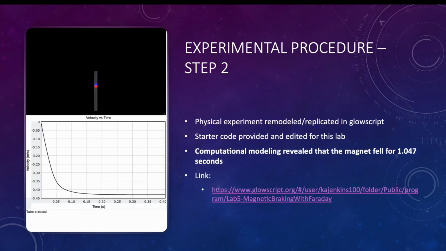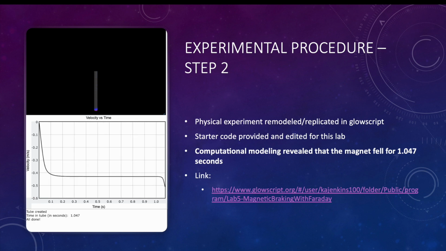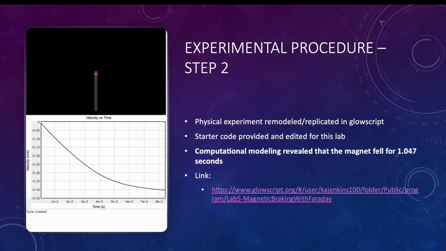Experimental procedure step 2: the physical experiment was modeled and replicated in GlowScript. The starter code was provided and edited for this lab. Computational modeling revealed that the magnet fell for 1.047 seconds. A link to the GlowScript model can be found right here. On the left, you can see a capture of the actual model itself.